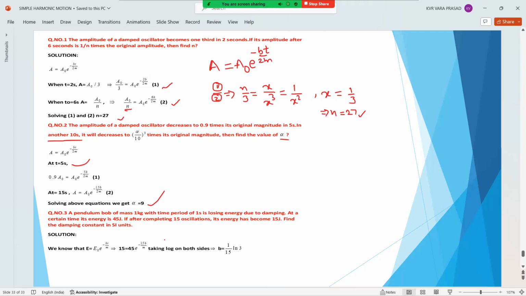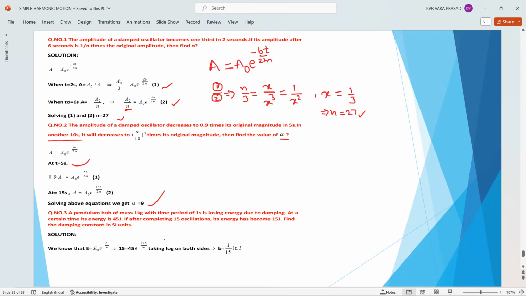A pendulum bob of mass 1 kg with a time period of 1 second is losing energy due to damping. At a certain time, its energy is 45 joule. If after completing 15 oscillations, its energy becomes 15 joule. Find the damping constant in SI units, right?